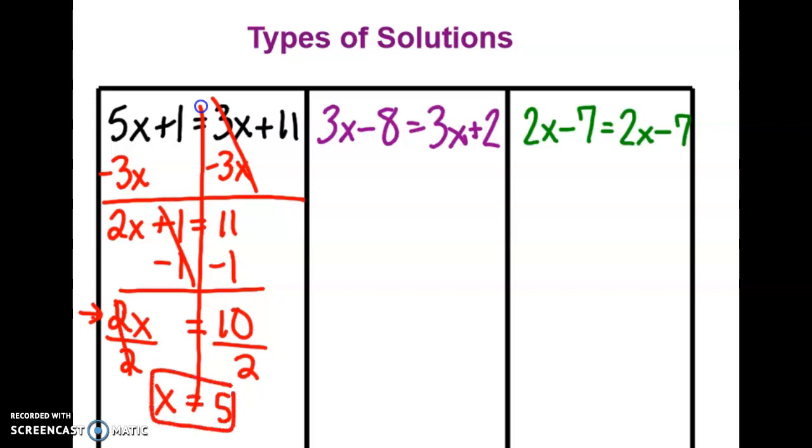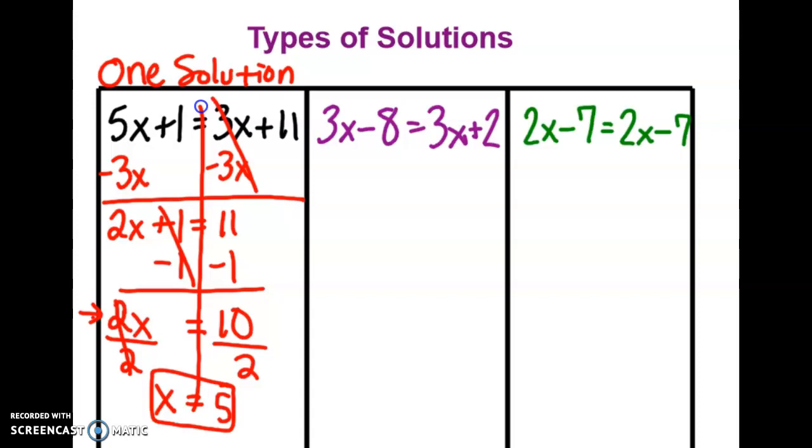We actually have a solution. This is what we've been doing in class. We've been getting a solution, one answer. So this is called one solution. You actually get an answer. The only solution to this equation is 5. No other number can work for this equation except 5. Okay? So let's look at what would happen if we had two other kinds.